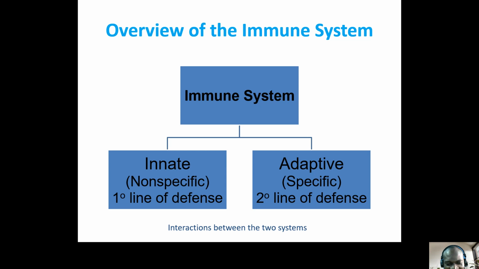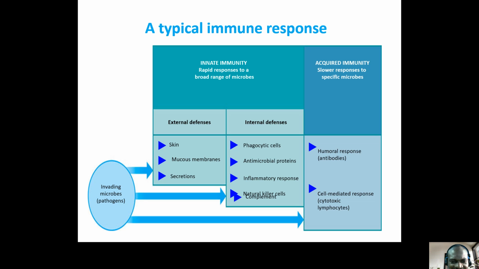So inflammation is swelling in layman's terms. When you knock yourself or cut yourself, after some time you see it swelling. That is your body's natural mechanism, the first line of defense, protecting you from infection. So let us see this: innate immunity is a rapid response to a broad range of microbes.